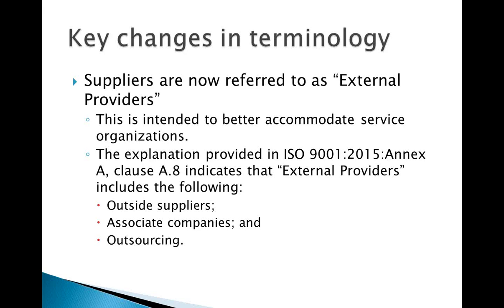There's actually another Annex A section for it, this time A8, and it talks about the fact that external providers, that term, includes not just outside suppliers, but also associate companies and any outsourcing that's done. So pretty much anything that is done outside of the four walls of the quality system that has an impact on the quality system is going to fall under this heading of external providers and be subject to those requirements.